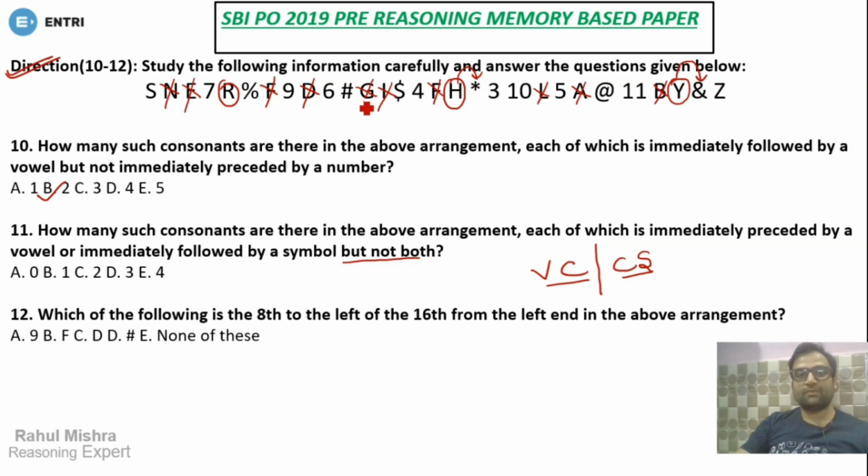So how many consonants have we got? R, H and Y. That means 3 consonants we have got. So the correct answer is option number D. Now, question number 12.